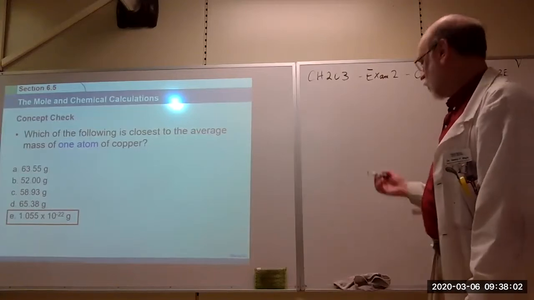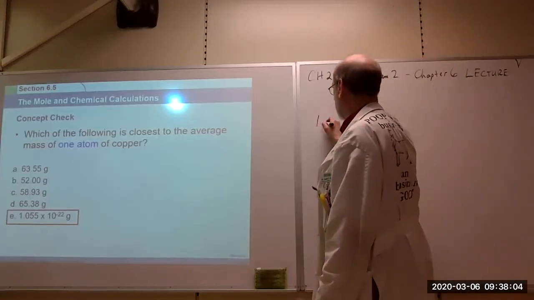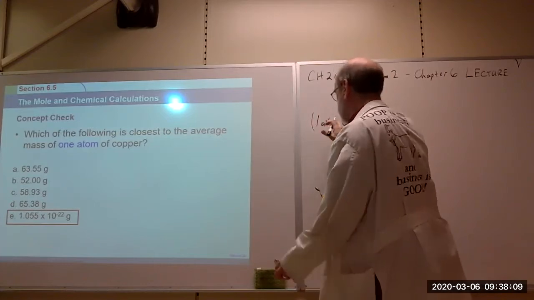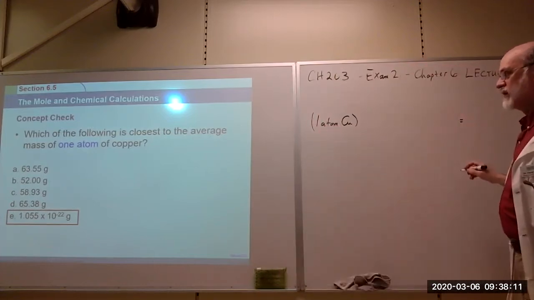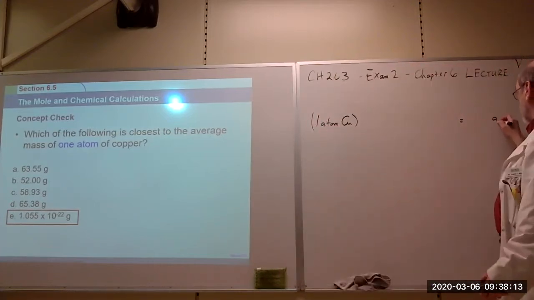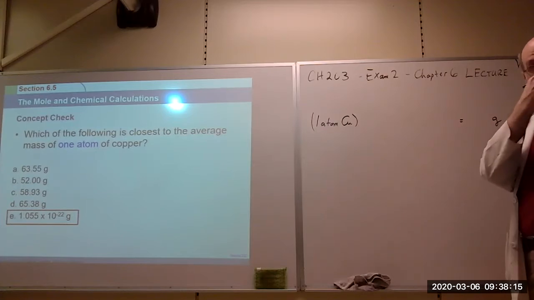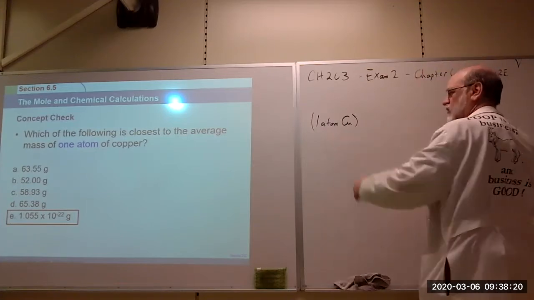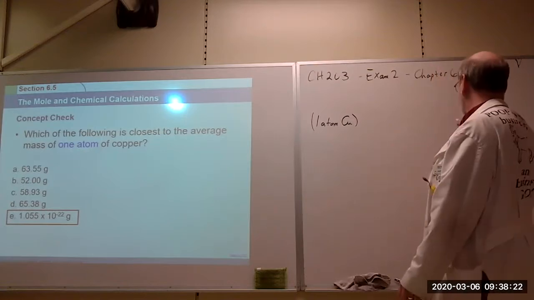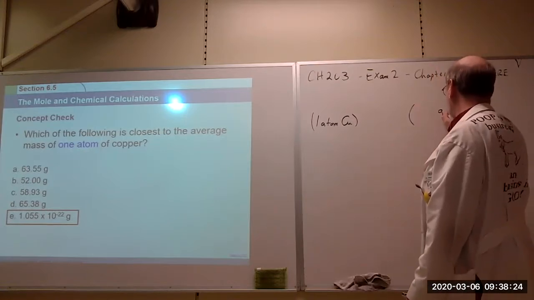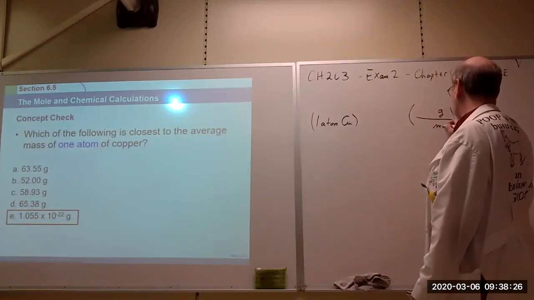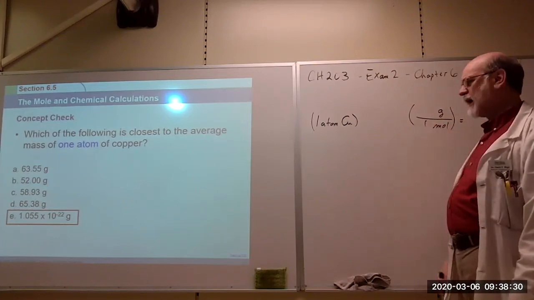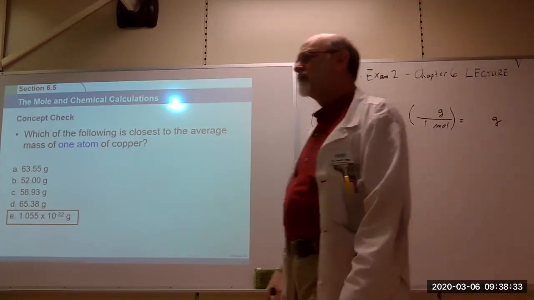So how would we calculate one atom of copper? Okay, one atom of copper, that's where we're starting. Where we want to end up is, what does it weigh, right? So we don't know a relationship that goes from atoms to grams, but we do know one that goes from moles to grams. Okay, so 1 mole of copper is 63.55, isn't it?